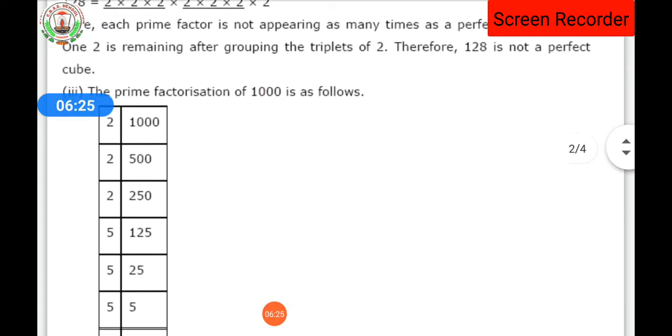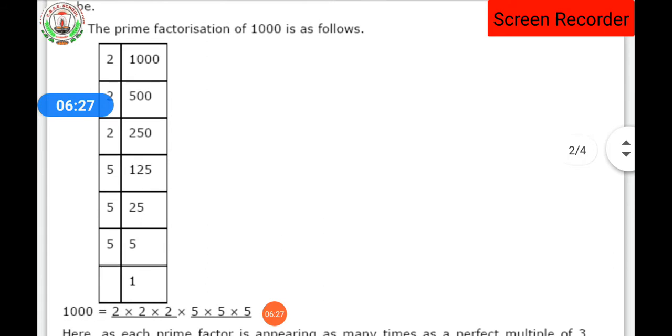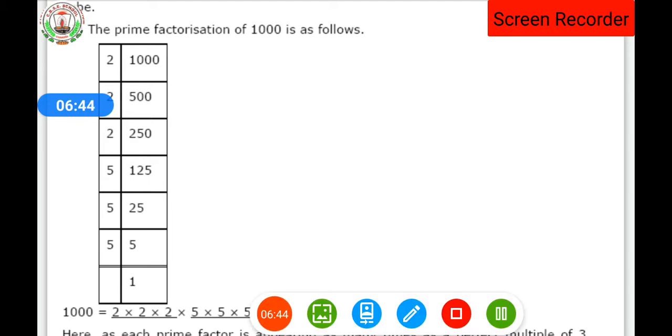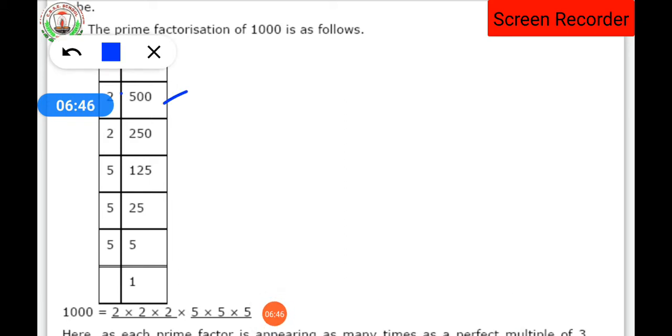Again we can see 1000. Everybody knows how to find the factors. You have to find how many times the number comes in the table of 2, and the number of times is written in the second step. Does 1000 come in the table of 2? How many times? 500 times. In the same way, 500 comes in the table of 2 how many times? 250. 250 comes in the table of 2 how many times? 125.